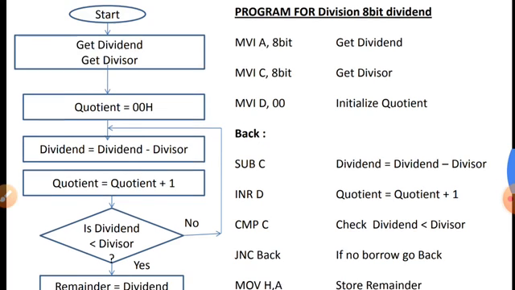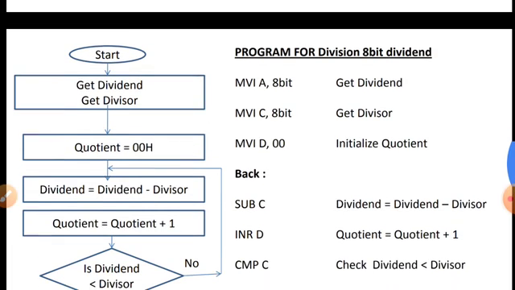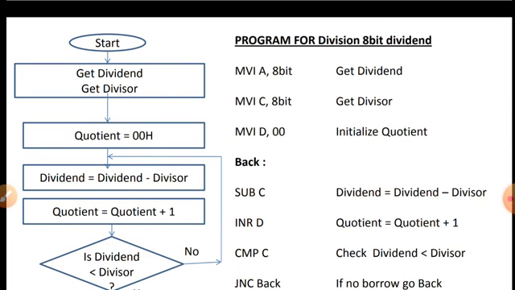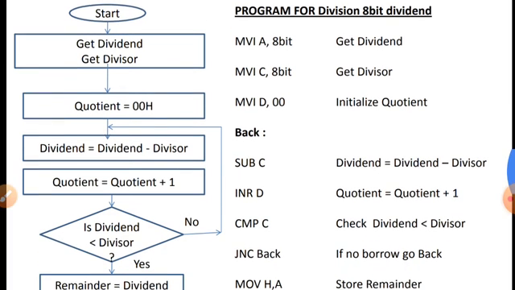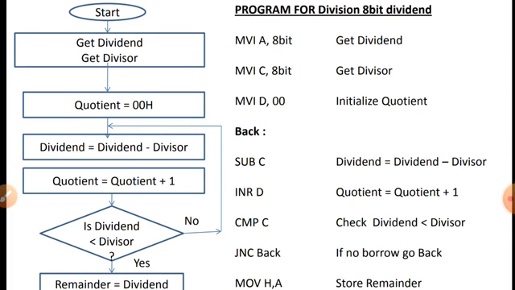Now in this program, first the dividend value is stored in the accumulator and the divisor value is stored in the C register, and quotient has been initialized as the D register. So first of all, we are going to subtract C. Now what will subtract C do? It will subtract the value of C, that is the divisor, from the dividend which is available in the accumulator.